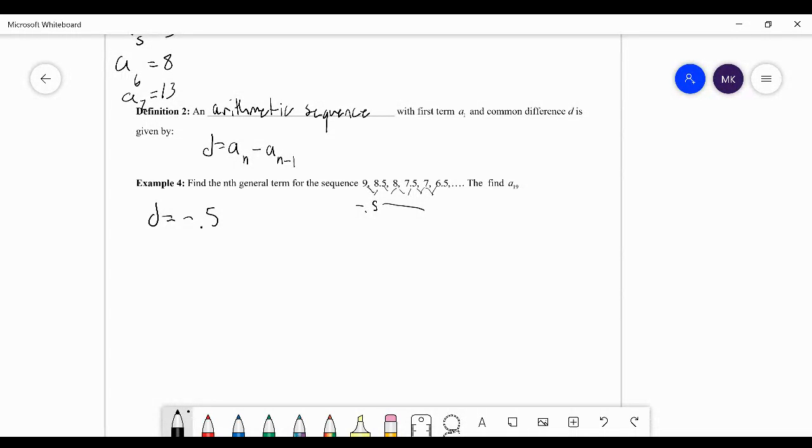Okay. I think I have this backwards up here. D is equal to A sub n minus A sub n minus 1. No, I was right. So we take A sub n, in this case say A sub 2 is 8.5, subtract the previous term 9, and we get negative 0.5. Yes, I was right. Good. So what I know is every single time this goes up, we can use this difference to figure it out.